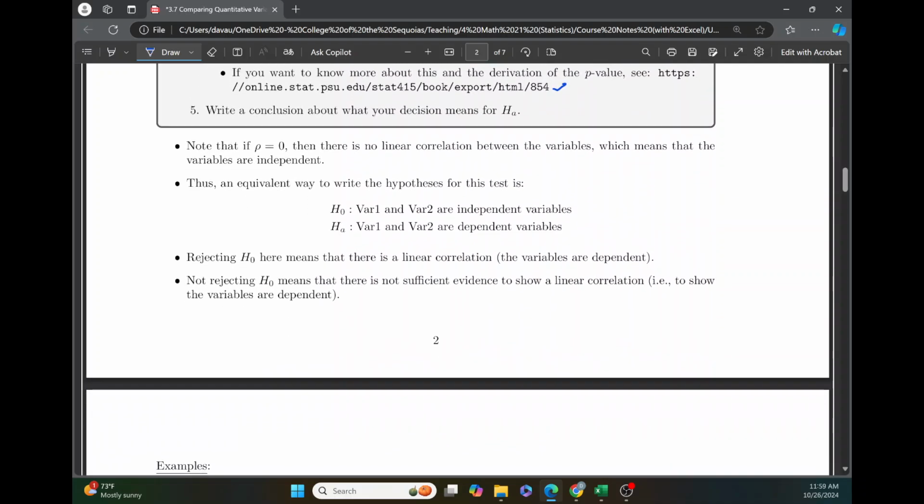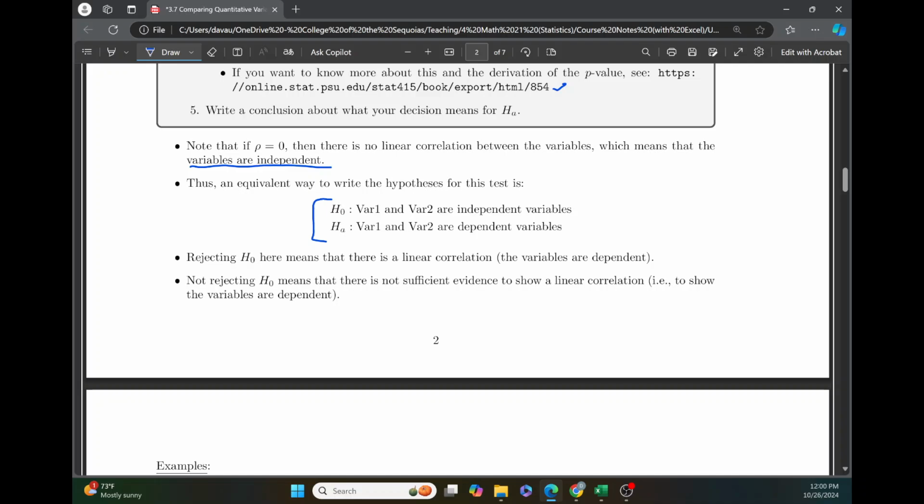One thing that I want to talk about before we run examples is that if rho equals 0, then that means there's no linear correlation between the variables. Another way to say that is that the variables are independent. If there's no correlation, then the variables don't affect each other, so they're independent, right? Therefore, an equivalent way to write the hypotheses for this test is to say variable 1 and variable 2 are independent variables for the null hypothesis, and for the alternative, variable 1 and variable 2 are dependent variables.